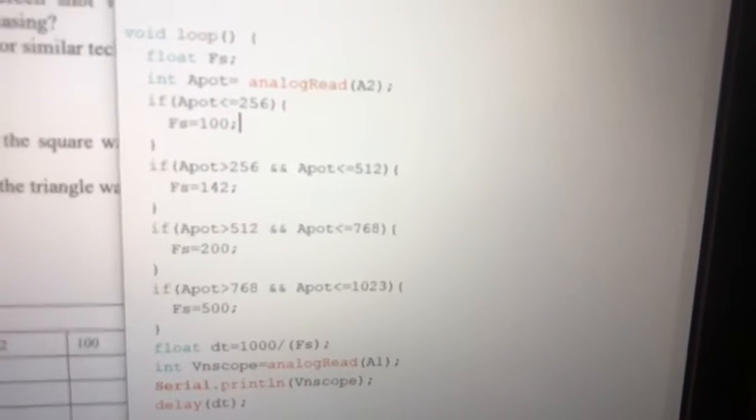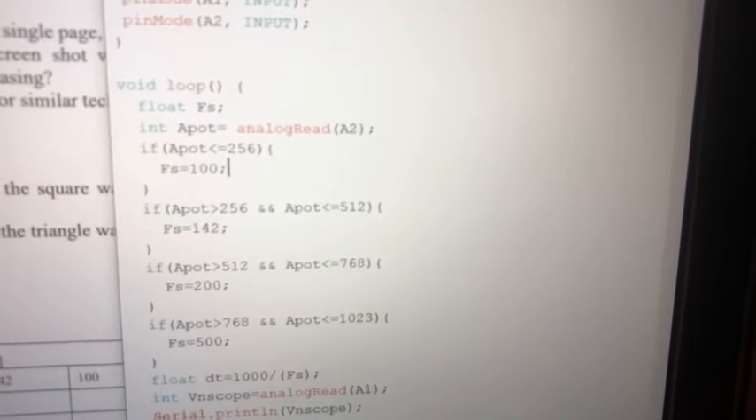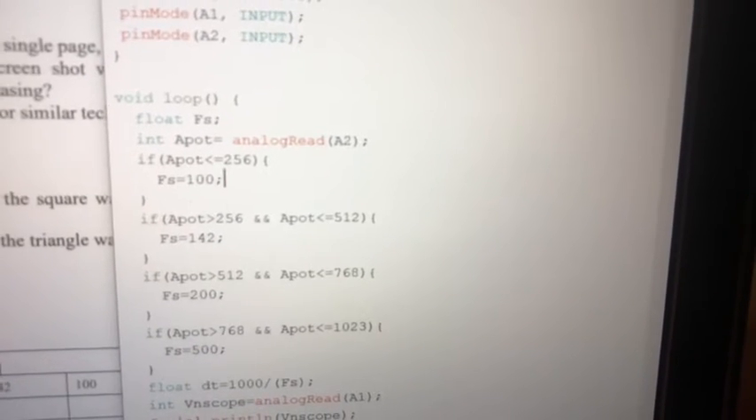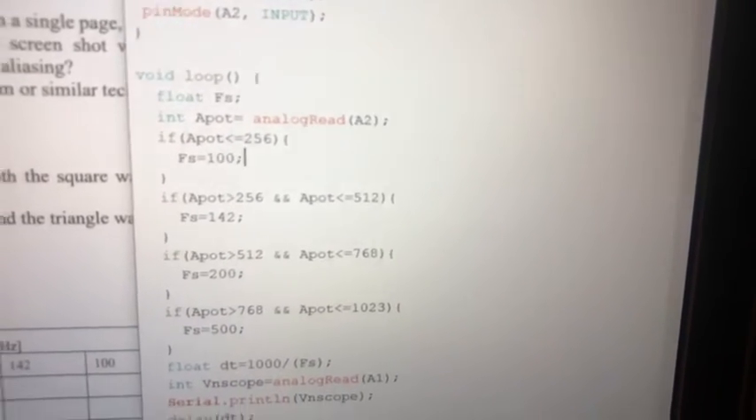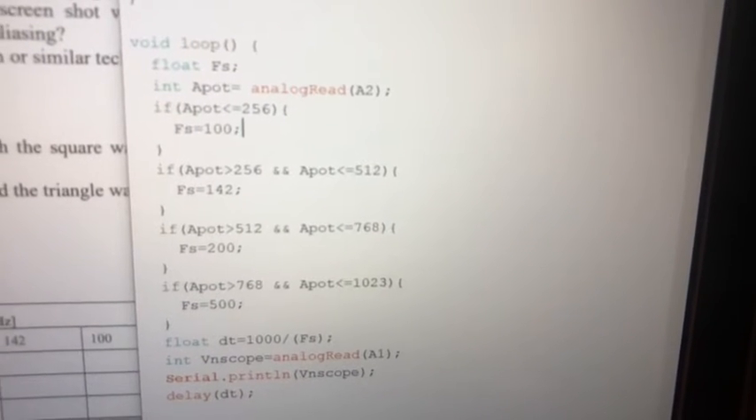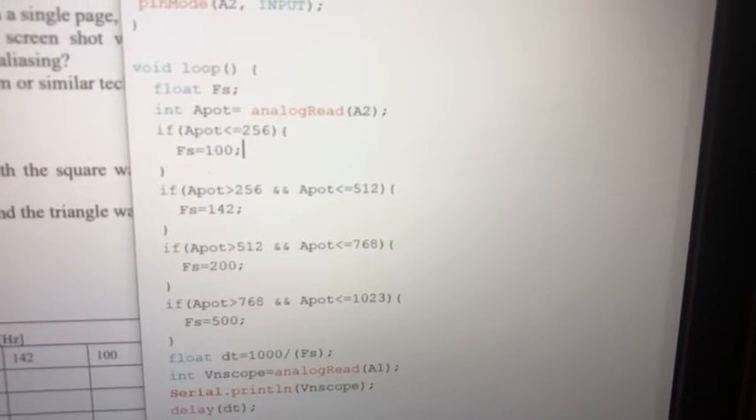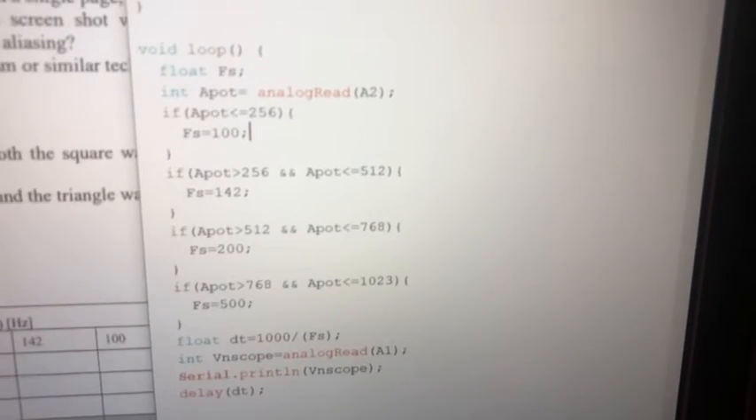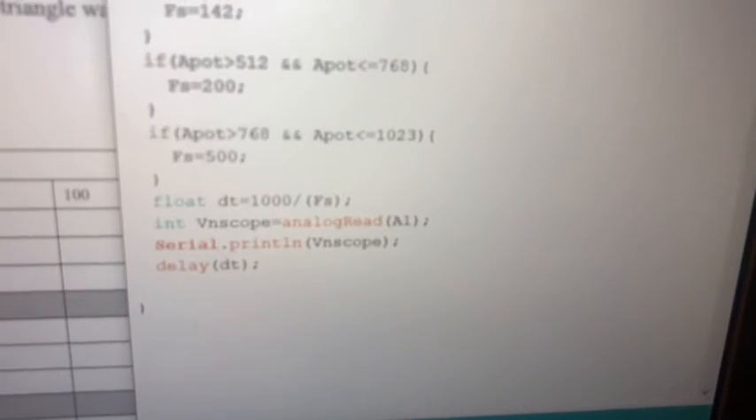I did int for the analog read of the potentiometer and set it to a 2. Then I did 4 if loops to separate the potentiometer into 4 separate areas that would give off 4 different sample frequencies. From there, I have DT calculated by that sample frequency.